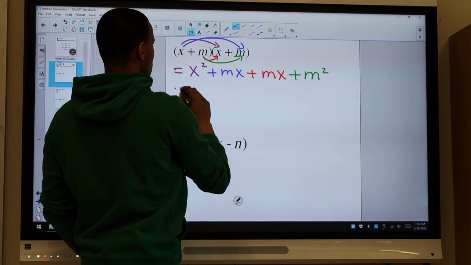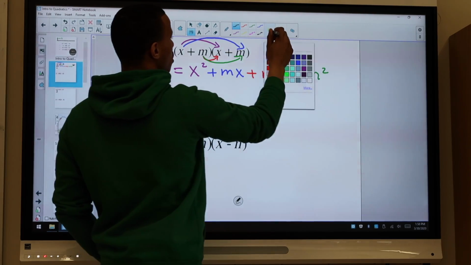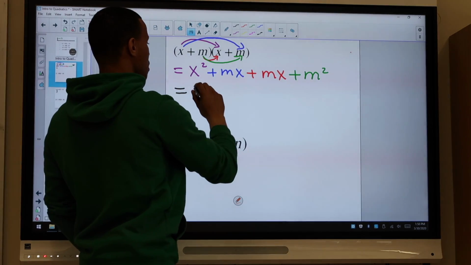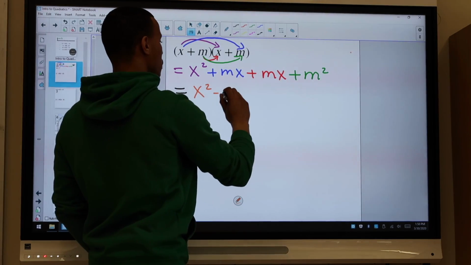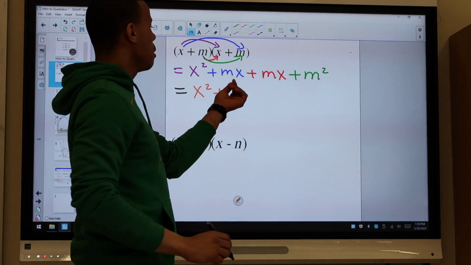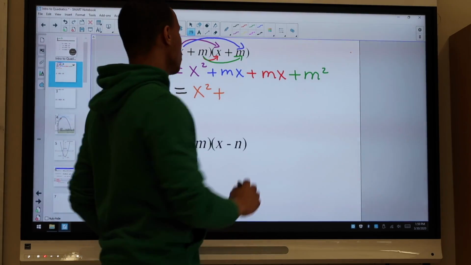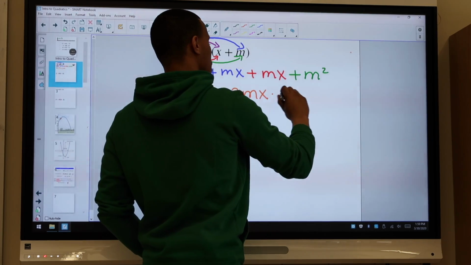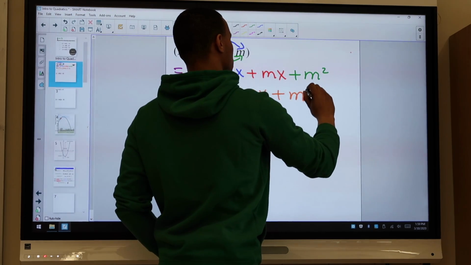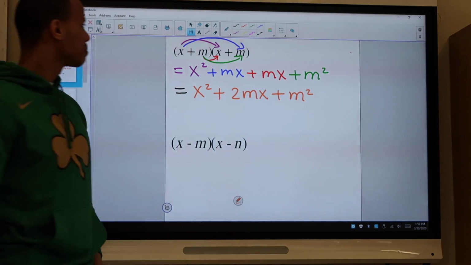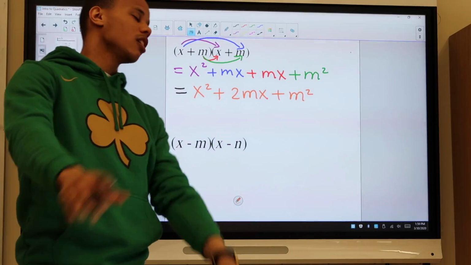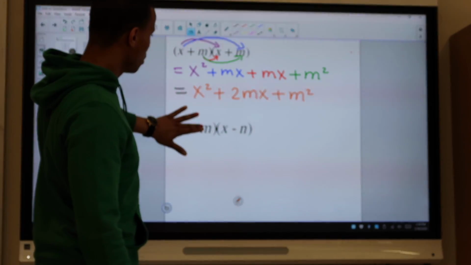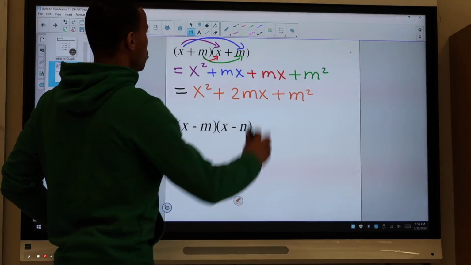So then this will be equal to x squared plus mx plus mx is 2mx, and then plus m squared. And that's all you gotta do for it. Now, for the next one, we'll pretty much be doing the same process.